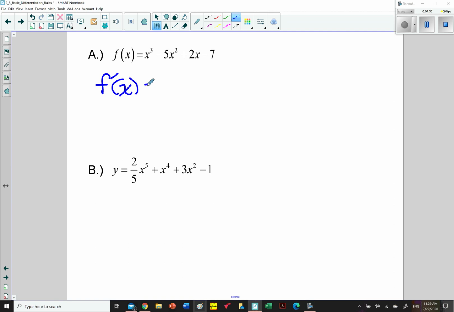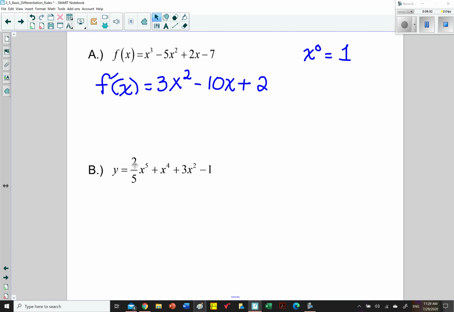F prime of x, this would be 3 times 1, x to the second. This is a subtraction, so we have a negative 10 x to the first, and 1 times 2 is positive 2, and if you have 1 and you take 1 off, that's x to the 0, and we all know x to the 0 is 1. And then this is a 0, so we're done with that one.